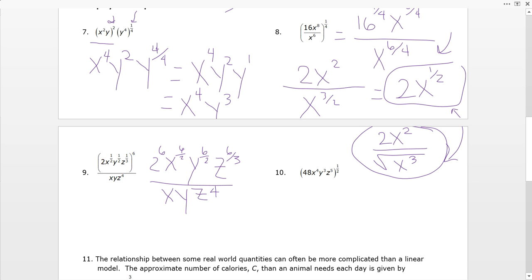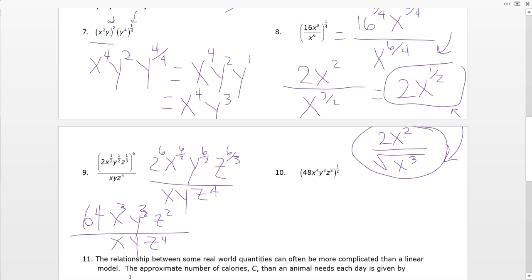2 to the 6. 2 times 2 is 4, times 2 is 8, times 2 is 16, times 2 is 32, times 2 is 64. So I have 64, x to the 3rd, y to the 3rd, z squared over x, y, z to the 4th.